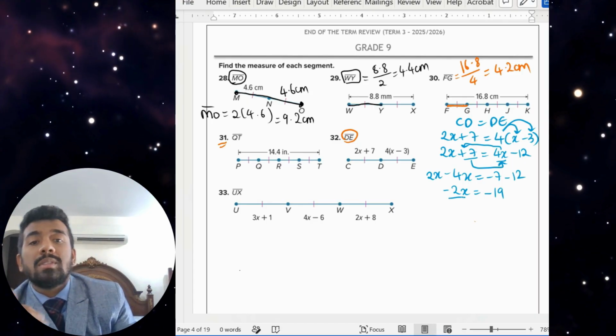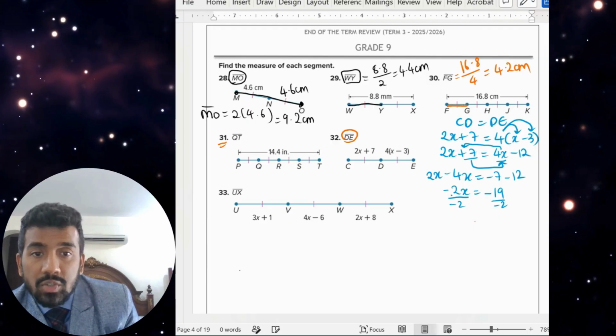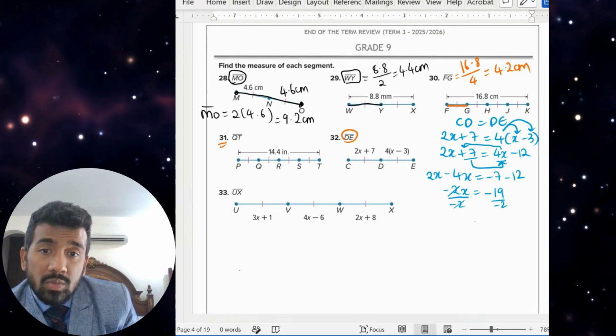Now what do we do after this? We divide by minus 2, divide by minus 2. That's our infamous step. We divide it. So what do you get? X is what?